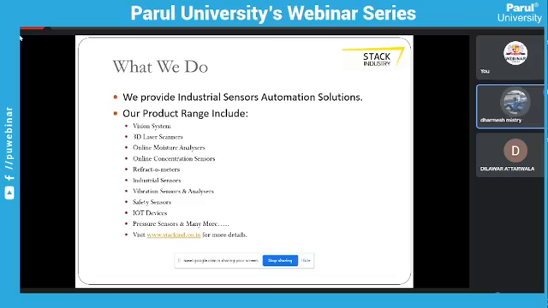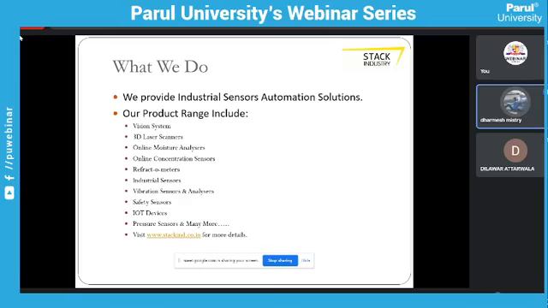What we are doing is, I started with manufacturing small sensors. Then we moved on to IoT devices. Then we had collaborations with a few MNCs of the USA and Italy.